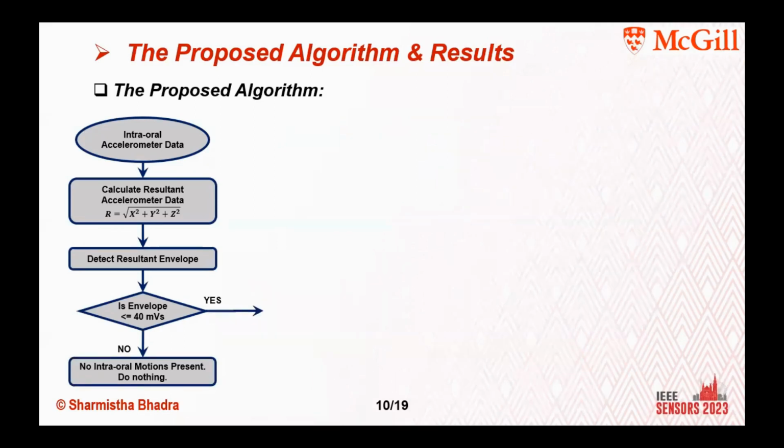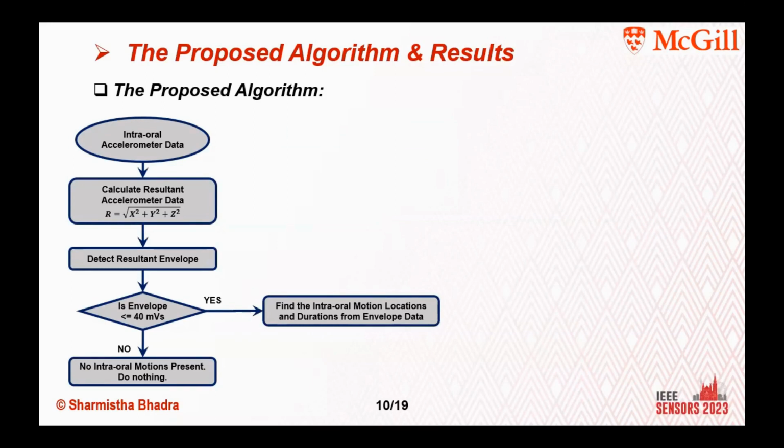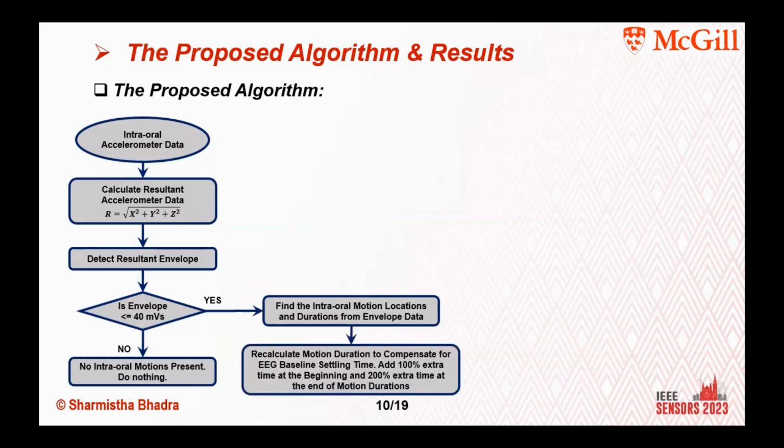Now, if the envelope value is greater than 40 millivolts, we find the time location where the intra-oral motion happened. One thing we also noticed is that when the motion stops, the disruption in the EEG signal doesn't go back to the base value immediately. It takes some time for the biopotential to settle down to a stable value. So once we know the duration of the motion, to account for the time for the electrode biopotential to settle down, we put some cushion around the time range. The time range that we consider is a bit larger than the actual time range when the motion happens.